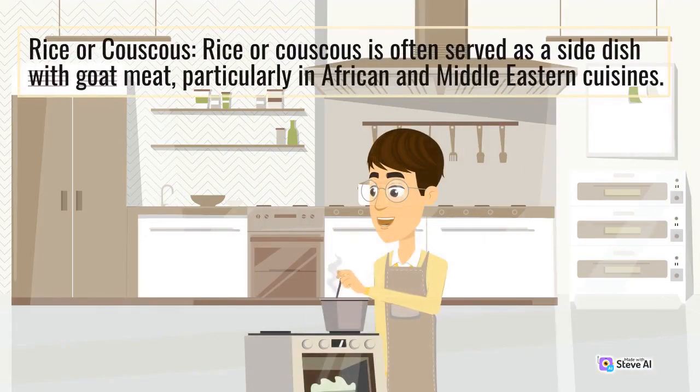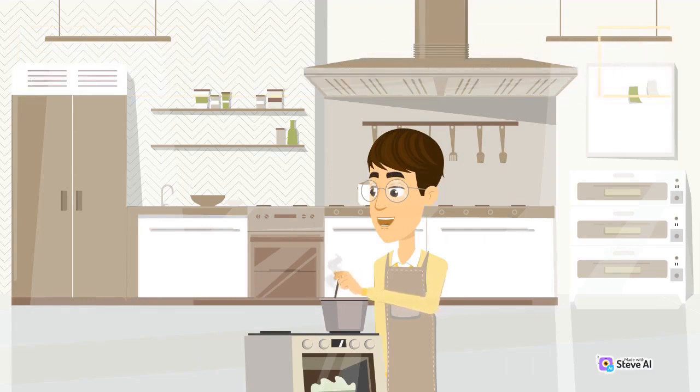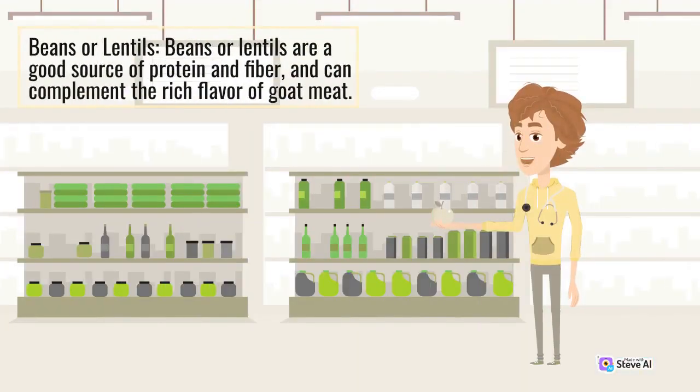Rice or couscous. Rice or couscous is often served as a side dish with goat meat, particularly in African and Middle Eastern cuisines. Beans or lentils. Beans or lentils are a good source of protein and fiber, and can complement the rich flavor of goat meat.